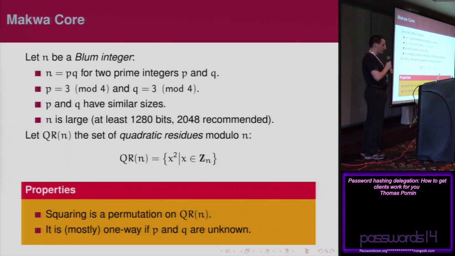And if you take integers modulo n, then you can call the quadratic residues, these are the squares. Exactly 1 in 4 integers modulo n will be a quadratic residue. And squaring happens to be a permutation on that subset of integers modulo n. And it's even a mostly one-way permutation. That is, everybody can compute a square, but the square root is, as far as we know, infeasible without knowing the two factors P and Q.